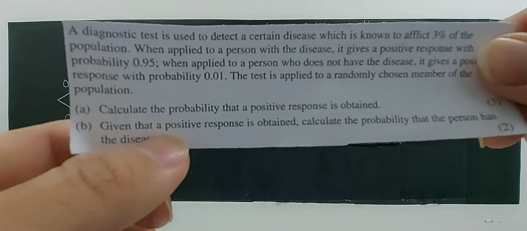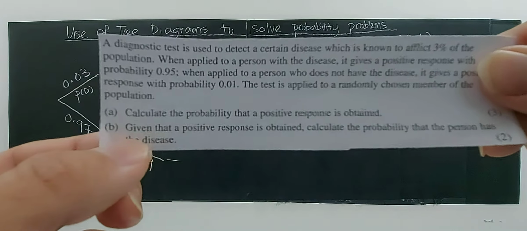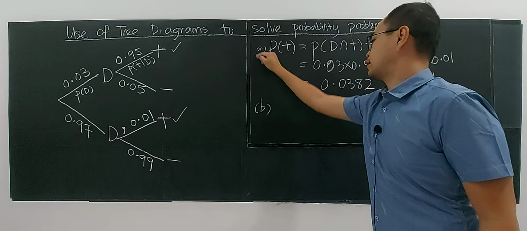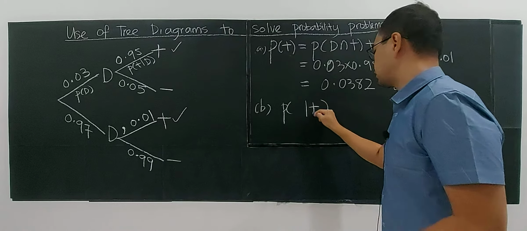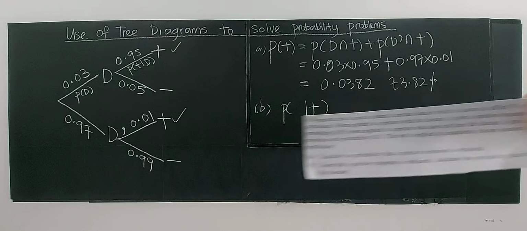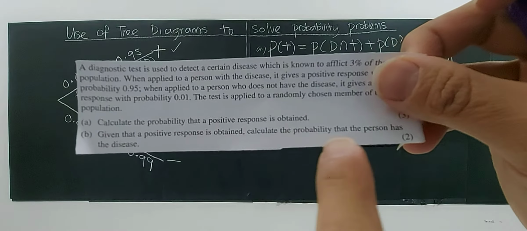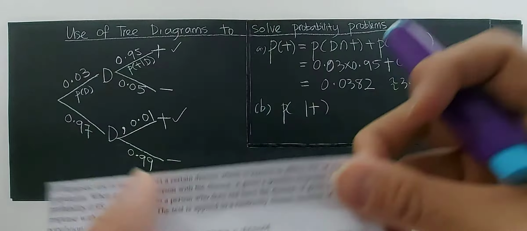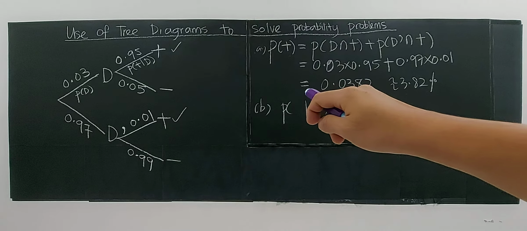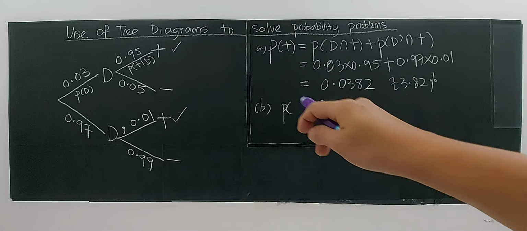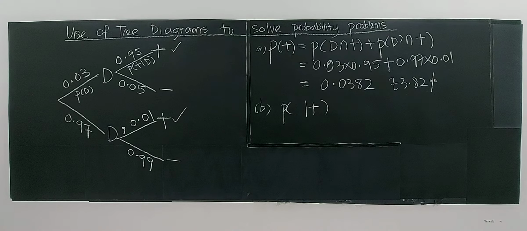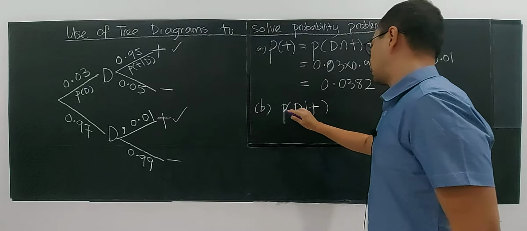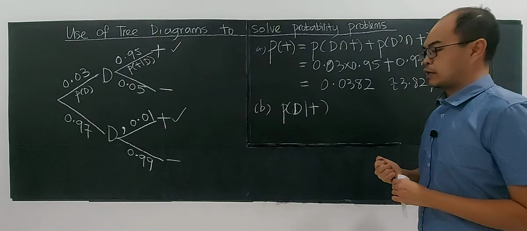All right, now look at question B. Given that a positive response is obtained, calculate the probability that the person has the disease. Read carefully. Given that a positive response is obtained, you know that it's a conditional probability. What is the probability that the person has the disease? This is for further investigation, to see whether the test is reliable or not.